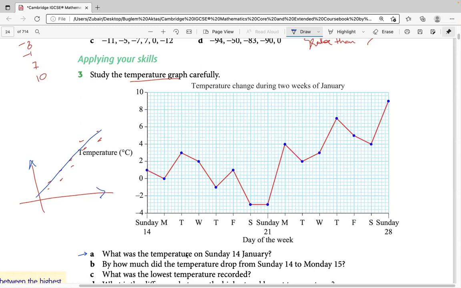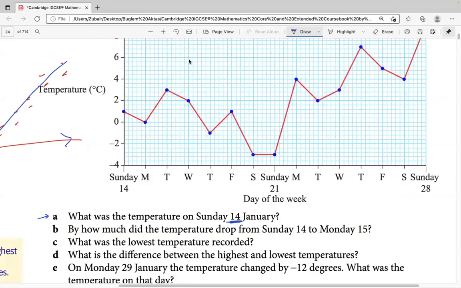So question A, what was the temperature on Sunday 14th? Can you do that? Do you want me to zoom in? Yes. Temperature on Sunday 14th. It was 1? That's right. Correct. 1 degree Celsius.